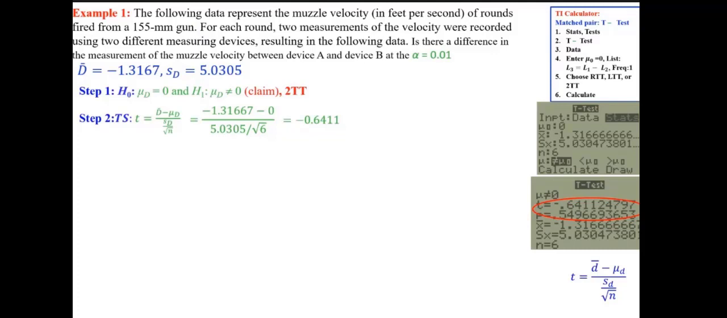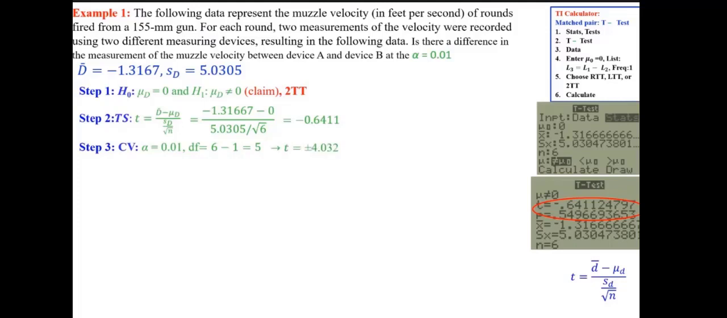So let's look at the next step. We have a choice of using the critical value or the P value. I want to go over both methods. The critical value comes from the choice of alpha, which happened to be 0.01. Degrees of freedom is n minus 1, which makes it 5. Looking up the t table, t equals plus or minus 4.032. We could also use a calculator using inverse t.